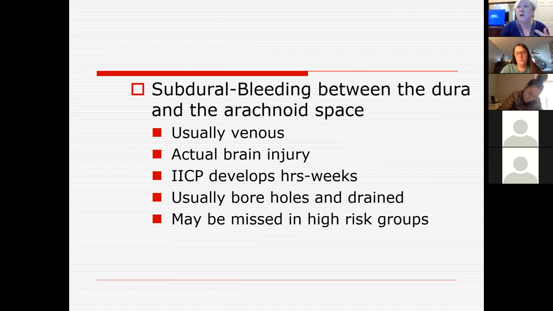So these are very slow bleeds, but they can usually be treated very well. We can usually evacuate that subdural bleed and they will be fine. Typically, very slow bleed is a subdural bleed.